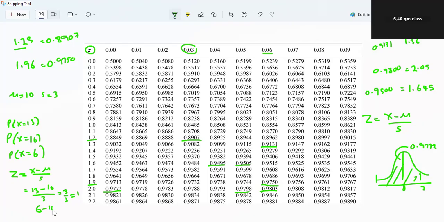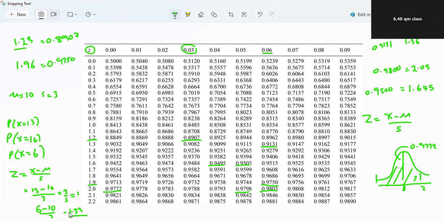If we're dealing with 6, 6 minus 10 is negative 4. Negative 4 over 3, we get negative 1.33. So you always read to the nearest two decimal places here. If we had 1.666, you just read it as 1.67 and you read those.